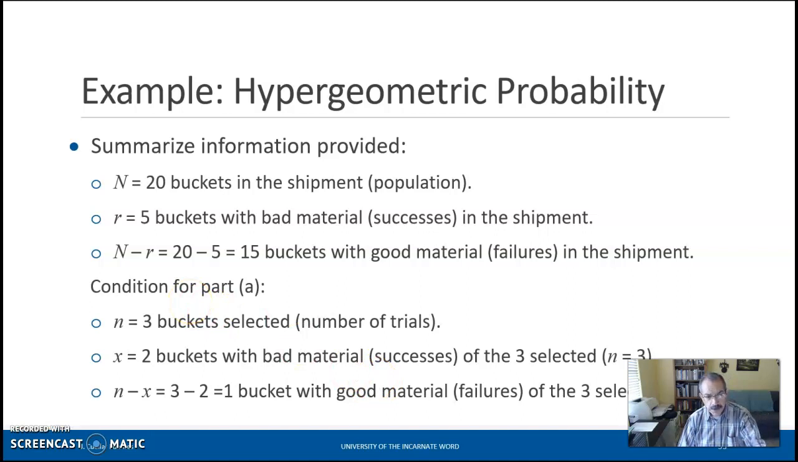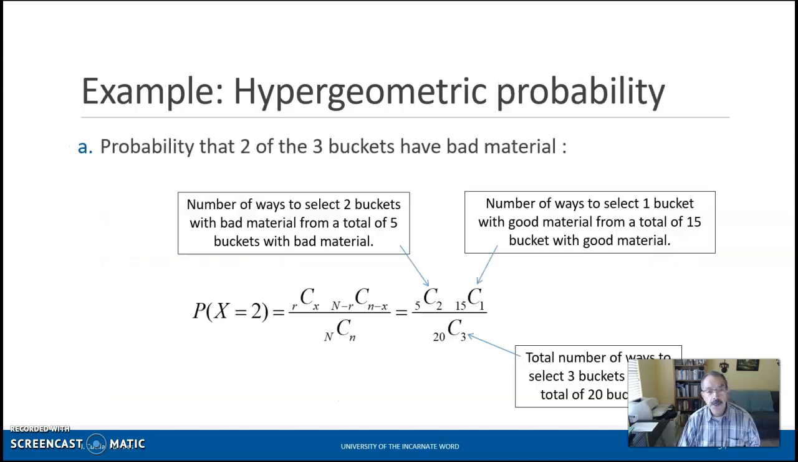So now that we know the values of these letters in the formula, we can write the formula for the hypergeometric probability of finding 2 buckets with bad material in a sample of 3 buckets. So now we replace all the numbers here, here, and here. As I say here, this is the number of ways of selecting 2 buckets from the 5 defective buckets in the population. This is the number of ways of selecting 1 bucket with good material from the 15 buckets with good material in the population.